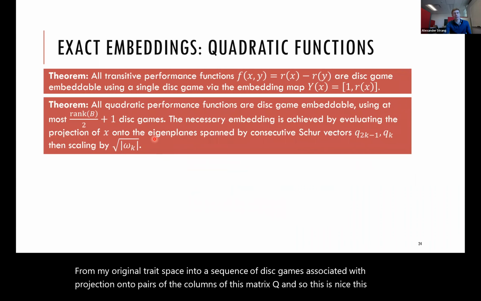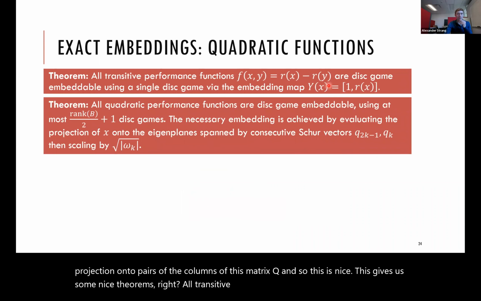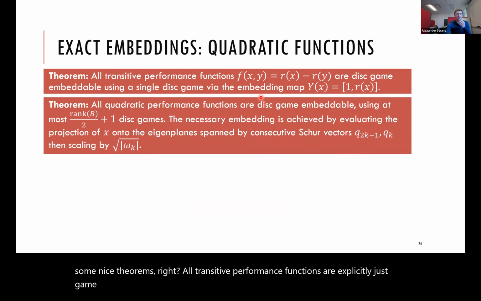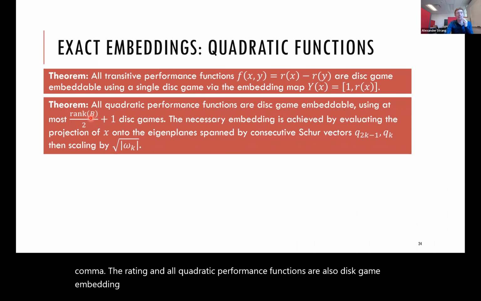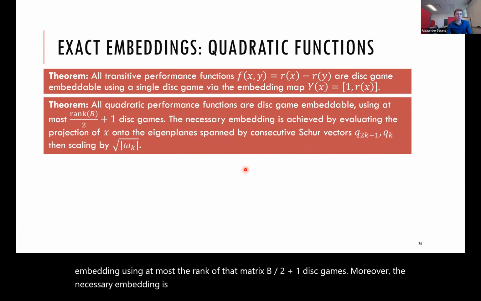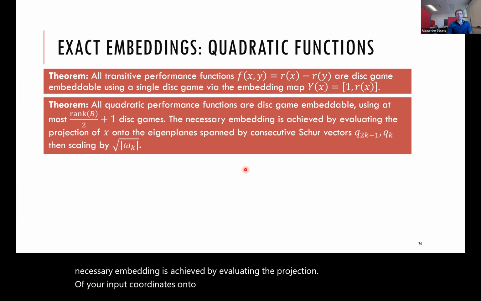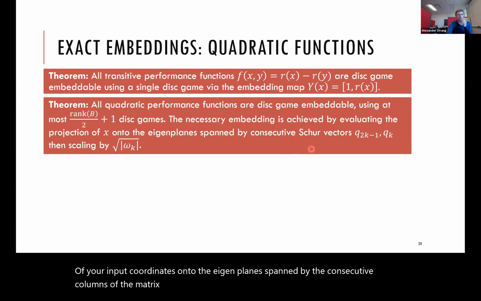This gives us some nice theorems, right? All transitive performance functions are explicitly disk game embeddable using a single disk game by embedding onto the line, the rating. And all quadratic performance functions are also disk game embeddable using at most the rank of that matrix B divided by 2 plus 1 disk games. Moreover, the necessary embedding is achieved by evaluating the projection of your input coordinates onto the eigenplanes spanned by the consecutive columns of the matrix Q in that Schur matrix.